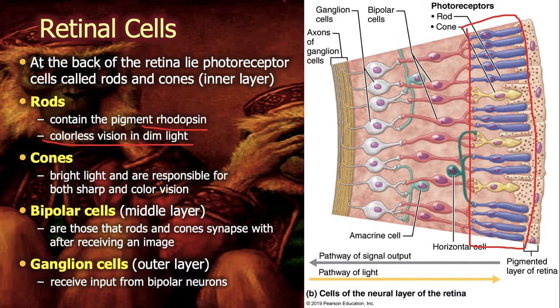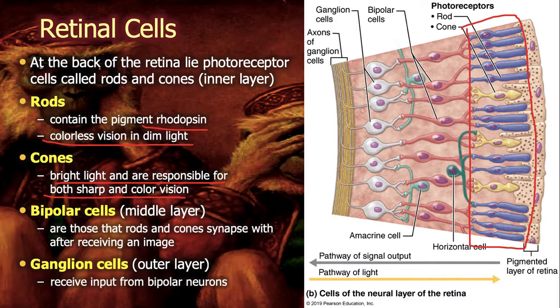The cones, on the other hand, are for bright light and are responsible for sharp and color vision. And we'll spend some more time talking about our cones and how they work later. But both of these guys together, rods and cones, give you vision. They are going to be the ones that are taking photo information and changing it into an action potential. They are the receptor.